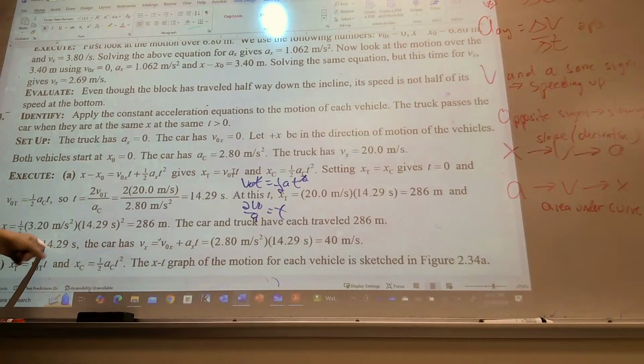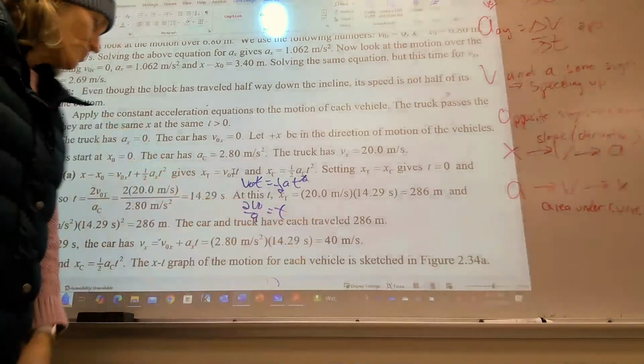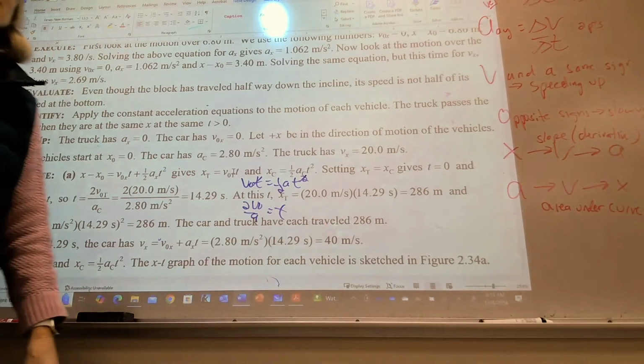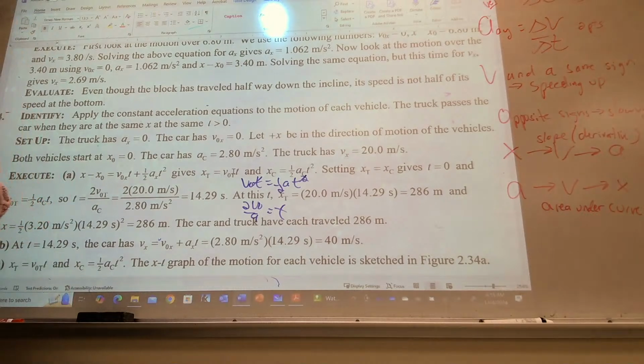Then they ask you the velocity. This is a very common question, 40 meters per second. You'll see it like in every textbook. When they get harder, they have one wait to start to accelerate. Did anybody get it?